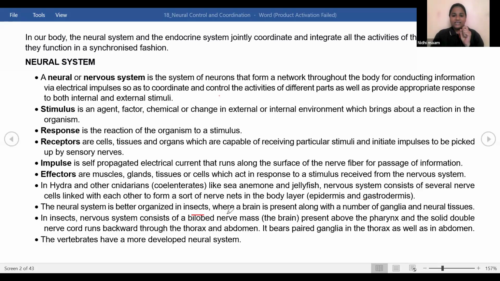When we come to the insects, the neural system is better, where the brain is present, but in these lower forms you will not see the brain, right? Then there are a number of ganglia and neural tissue. In insects, the nervous system consists of a bilobed nerve mass. The brain will be bilobed. Then the vertebrates have a more developed neural system. Fine. Next.